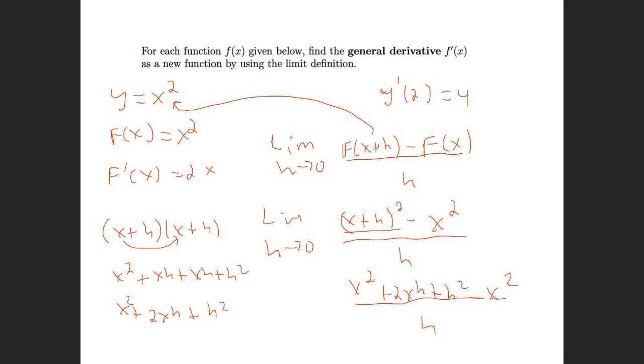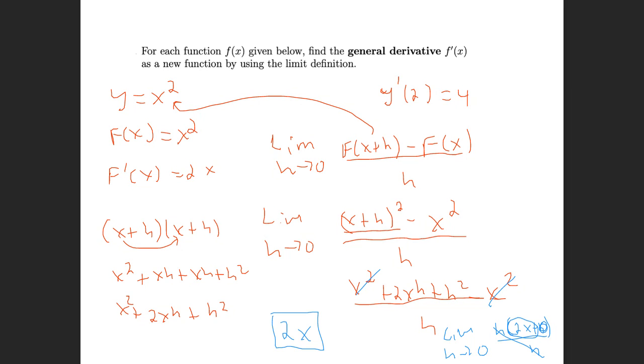Right? So now I'm going to simplify. If I simplify this, the x squared and the minus x squared cross off, so I'm left with 2xh plus h squared. I'm going to factor an h out of the top, which gives me 2x plus h over h, and the h's cross out. This is the limit as h approaches 0. If h approaches 0, this becomes 0. What is my derivative? 2x. That is the function that will give me the slope at any given point.